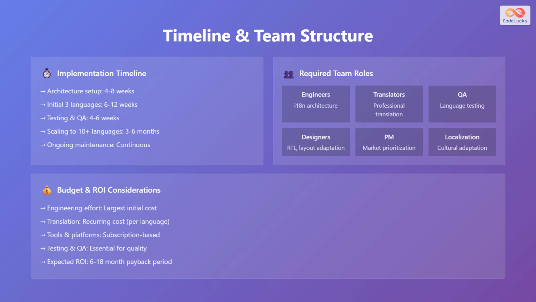Budget considerations include engineering effort as your largest initial cost, recurring translation costs per new language, subscription-based tools and platforms, and essential testing and QA expenses. Most organizations see a 6 to 18-month payback period on their i18n investment.